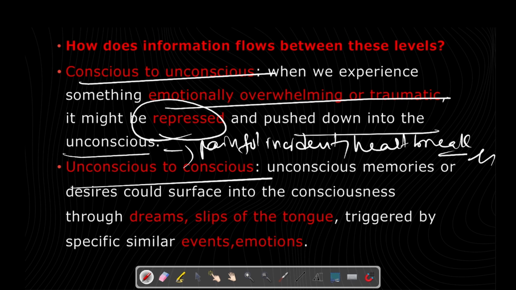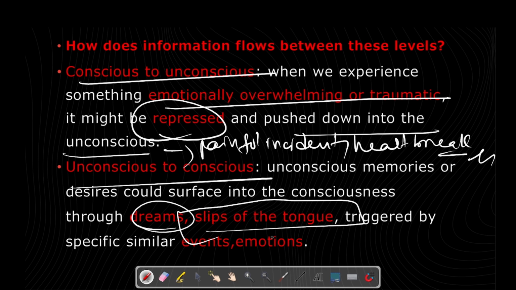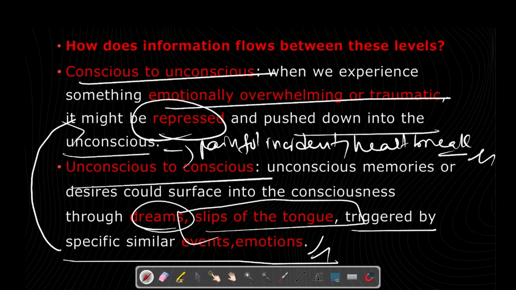When these repressed emotions or experiences bounce back into the conscious, they resurface through dreams or slips of the tongue, meaning accidental words or actions, triggered by specific similar events or emotions which already occurred in the past. So we already repressed some emotions. If similar events occur again, these repressed emotions or traumatic experiences bounce back into the consciousness.